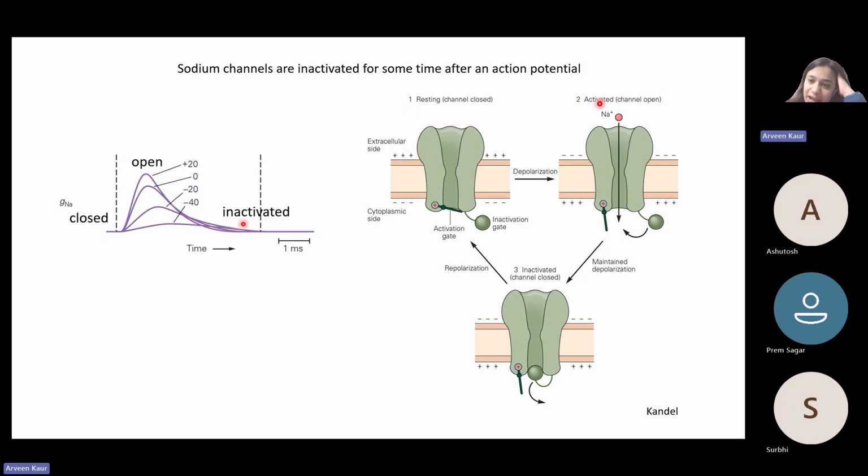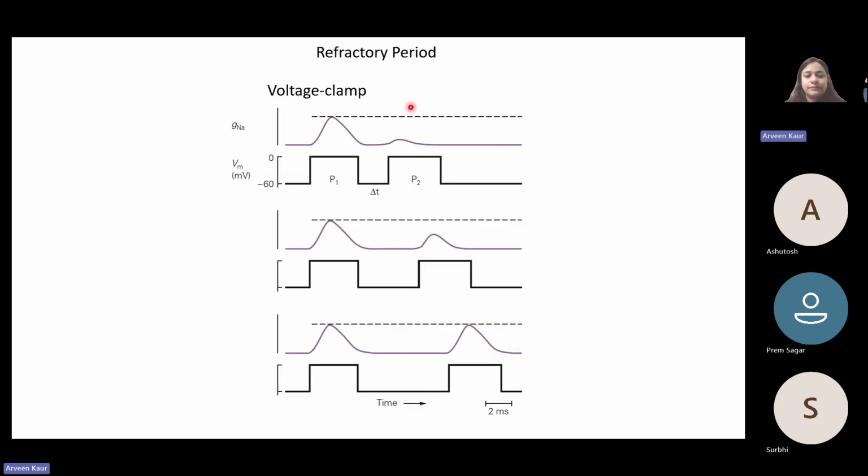Then after a particular time it is activated. Over here, in the first case, it is closed and activatable. Once it is activated, it opens up. Sodium passes inside, but then it is eventually again closed and inactivated for some time, right? Then it requires some time and some repolarization to occur for it to become activatable again. This is what the refractory period of sodium looks like, right?